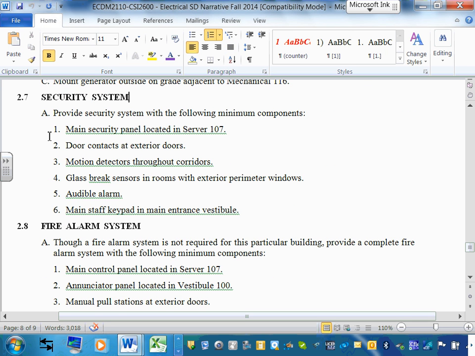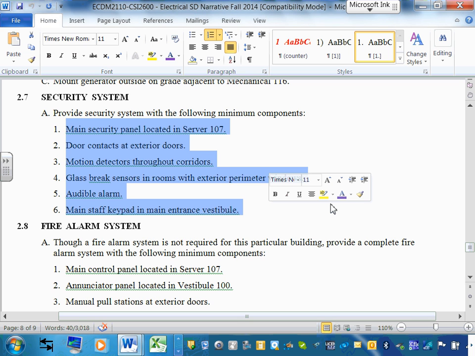Okay, security system. Now moving into low voltage. We need a security system for the building, section 2.7, and here are all the requirements. When Halbert comes next week, they're going to go over this again, so if you have a chance to read all of it, clarify any questions. They wrote that one. We have a main security panel in server room 107. They tell you exactly what to put in: door contacts on exterior doors, motion detectors in the corridors, glass break on the windows, an audible alarm, and a main staff keypad. That's what we want you to build.